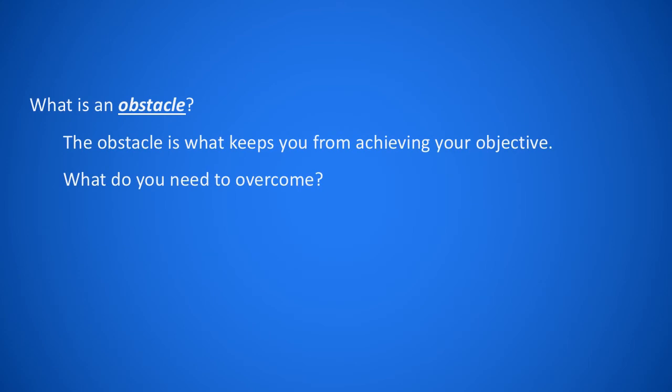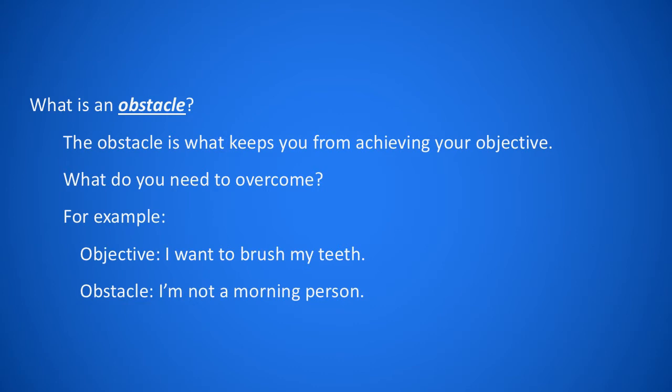The next definition is an obstacle. What is an obstacle? An obstacle is what keeps you from achieving your objective. It's what you need to overcome. For example, objective: I want to brush my teeth. Obstacle: I am not a morning person.